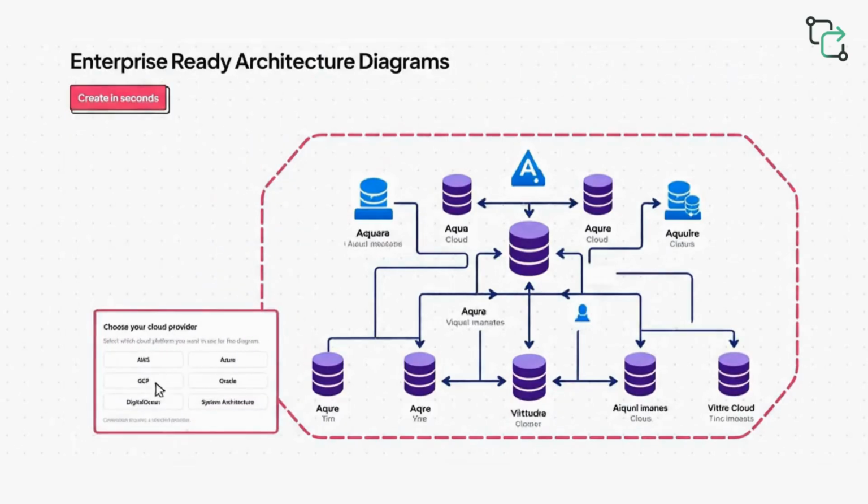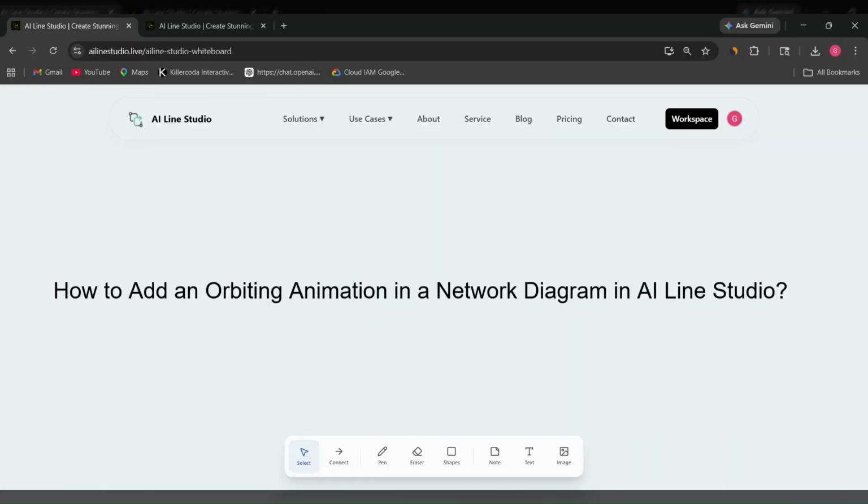Clear, structured, production ready. Hello everyone, welcome to AI Line Studio tutorial 94. And today's topic is how to add an orbiting microdots animation in a network diagram in AI Line Studio.